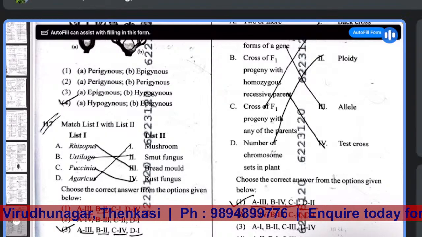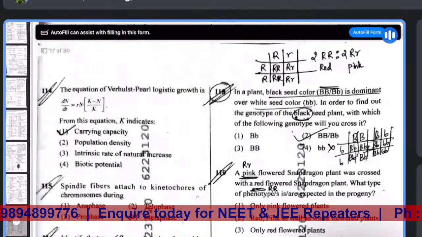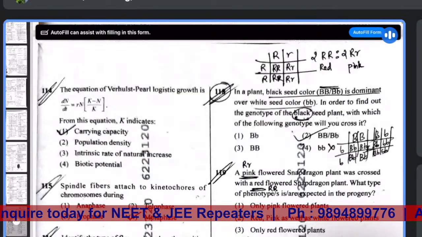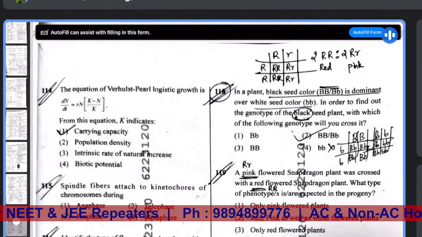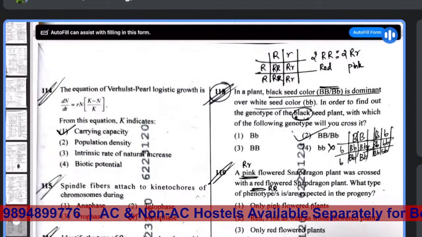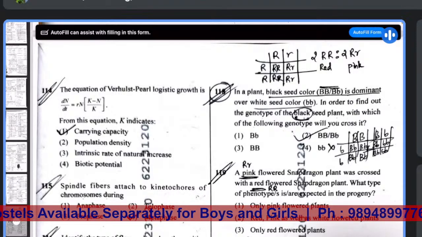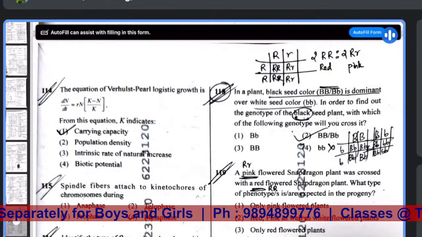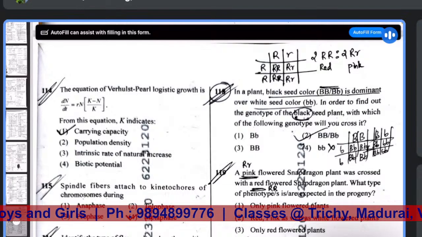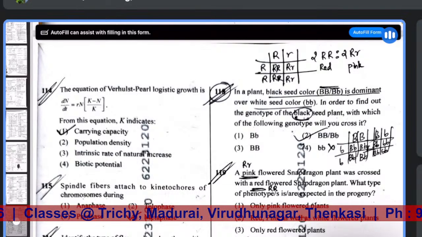Then question number 118. This is from your genetics. In a plant, black seed color, capital B, is dominant over white seed color, small b. See, dominant can occur both in homozygous condition or heterozygous, but the recessive condition always occurs in homozygous. In order to find out the genotype of the black seed, with which of the following genotypes will you cross? So now you have to recall your test cross.